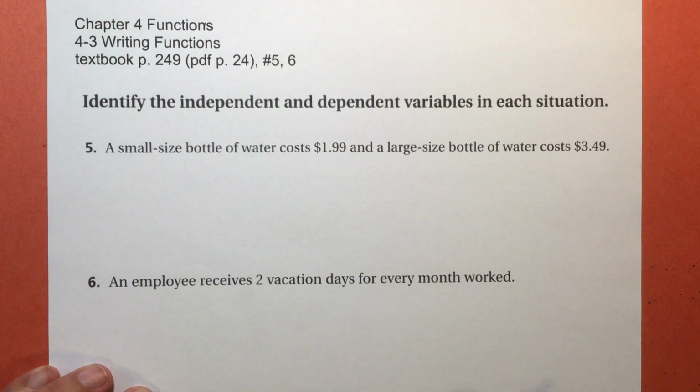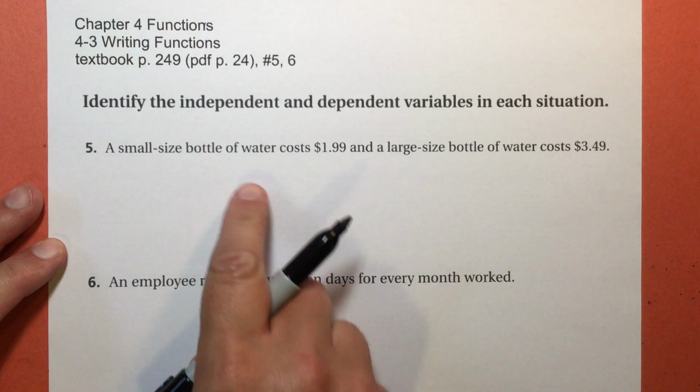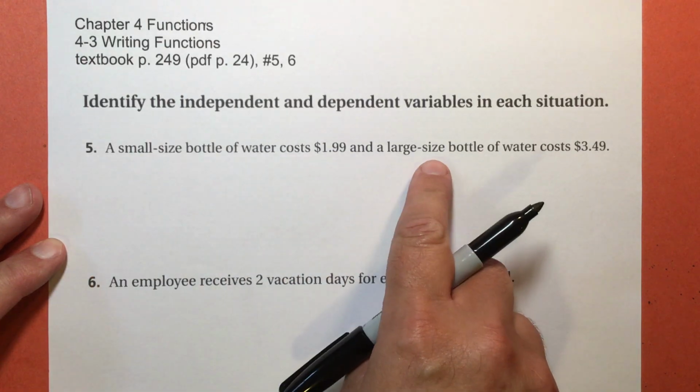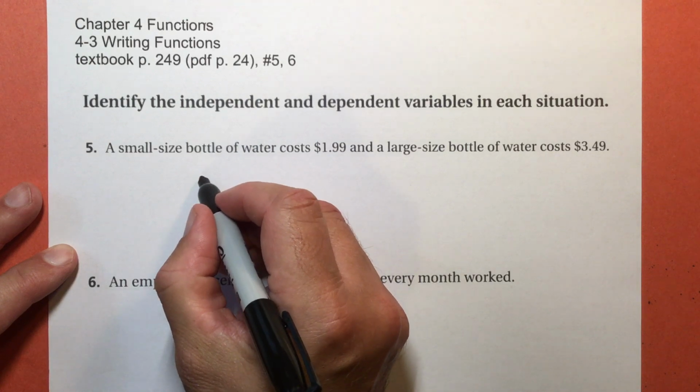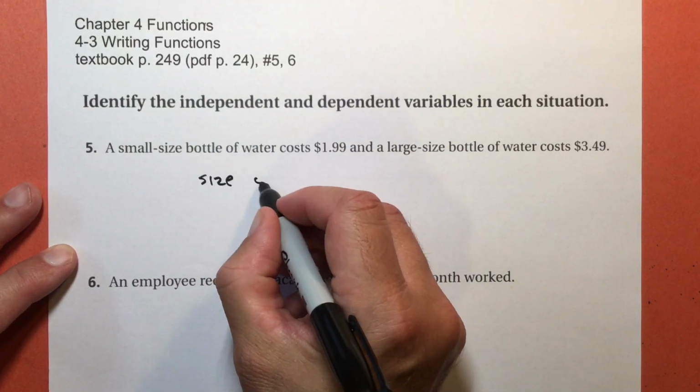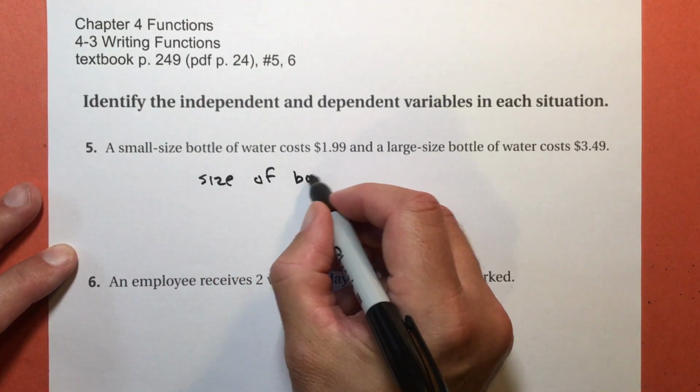In this problem, there are two things that are being measured. So we've got a small size bottle of water and a large size bottle of water. So one of the things that's going to be measured is going to be the size of the bottle of water.